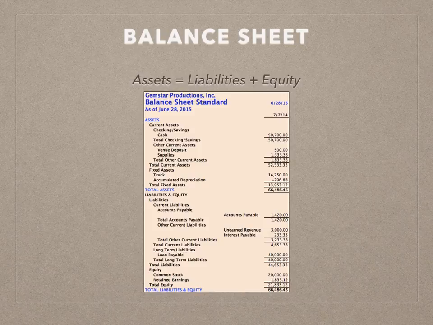$44,653.33, which, summarizing with the equity, which is $21,833.12, will come up with the same amount of assets that we have on the other side of the equation, which is $66,486.45. Then we have our profit and loss statement.